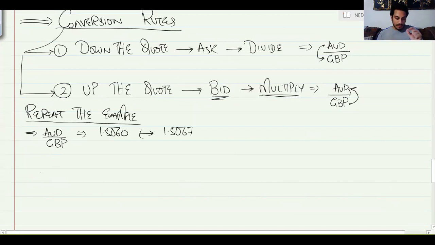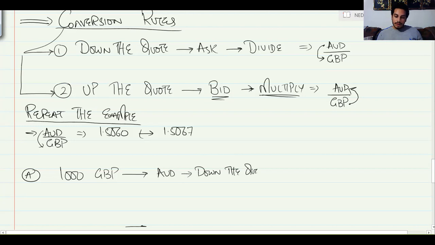Okay. So the first thing, part A, was convert 1,000 pounds. If I'm not wrong, 1,000 pounds. So I'm taking 1,000, not million. So 1,000 pounds, you want to convert into what? Australian dollars, right? So how are you moving? You're going down the code, from dollars to pounds. In order to move down the code, we use the ask and divide rule, okay?